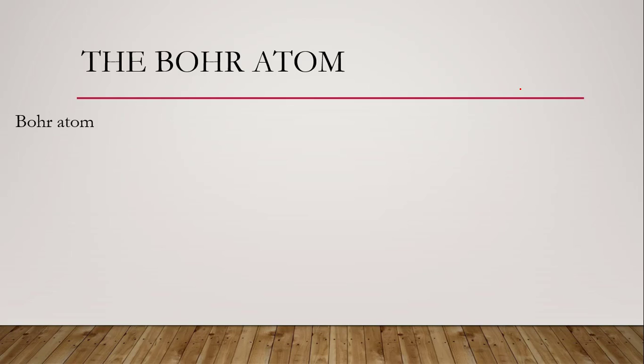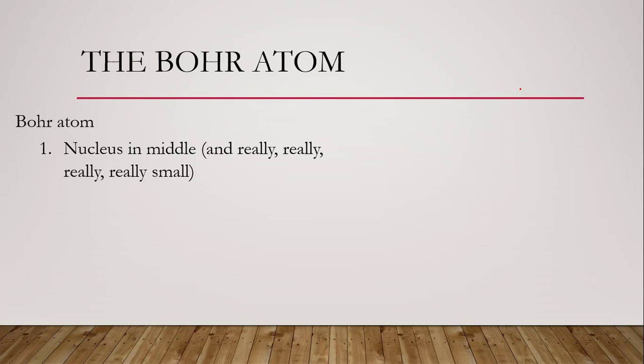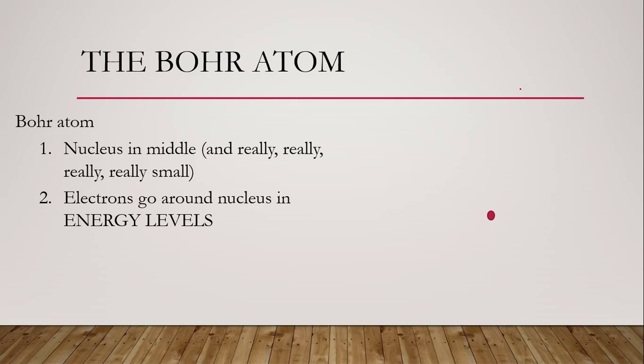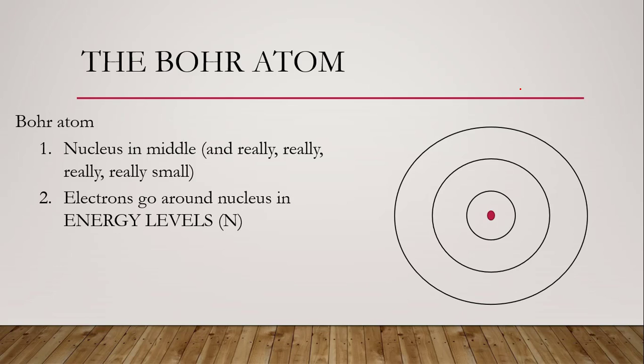Now there are multiple models of the atom. The one we're going to use is called the Bohr atom. In a Bohr atom, the nucleus is in the middle of everything, and it's really, really small. So we're going to use this red dot to represent a nucleus. The electrons go around the nucleus in what are called energy levels, and energy levels are given the abbreviation N. So you can have these circles that go around the nucleus. Each circle is called an energy level, and we number the energy levels starting from closest to the nucleus out. So this is the first energy level, this is the second energy level, this is the third energy level, so on and so forth.